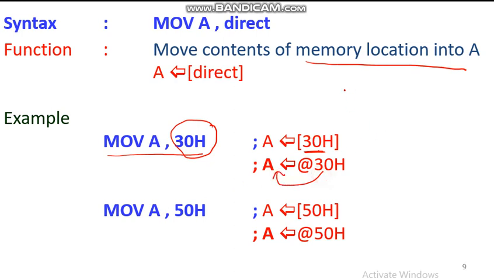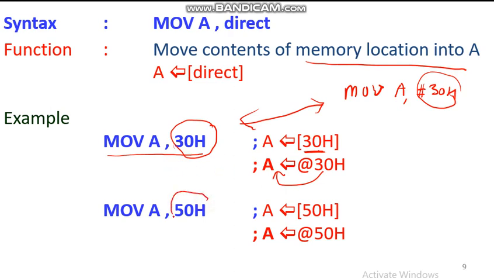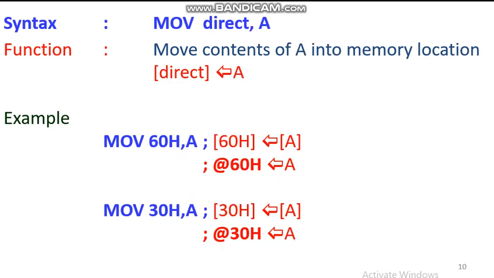If I am writing MOV A, #30H, then they are different, not the same. Here the data 30H is copied into the accumulator. Without the hash, it is pointing to an address. So go to address 30H and from that 30H copy the data into A. Same here, go to location 50H, and from its content copy the data into A. So it is pointing to an address, or direct.